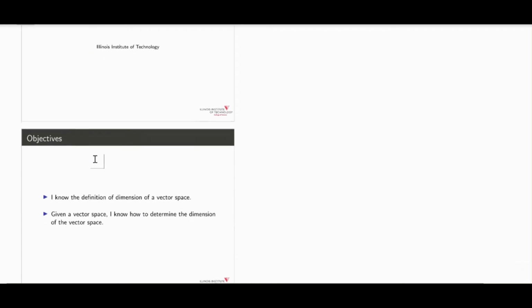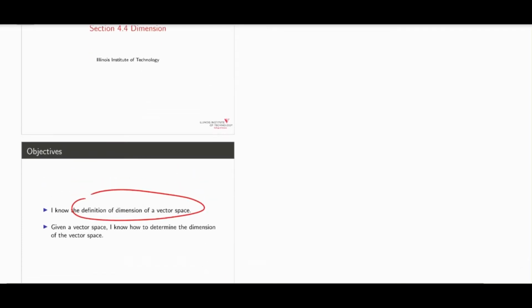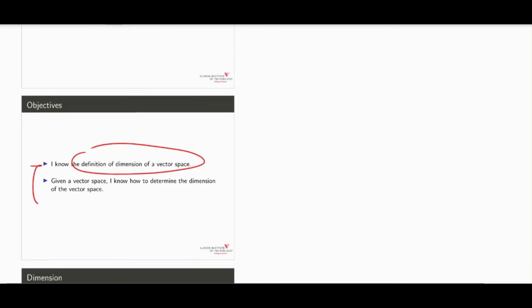Let's begin by looking at the objective for this section. At the end of this section, you should know the definition of the dimension of a vector space. And more importantly, given a vector space, you should know how to determine the dimension of that vector space.